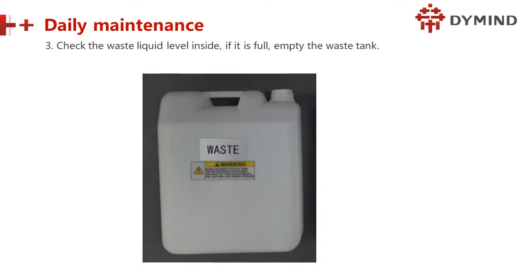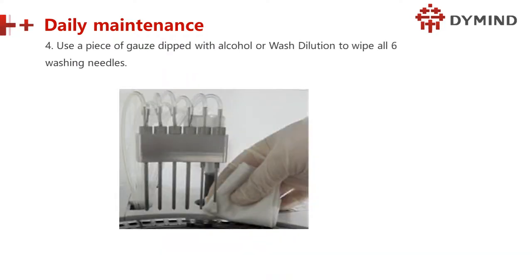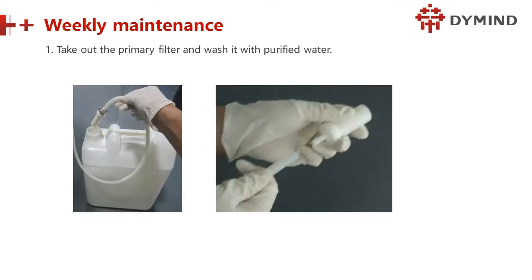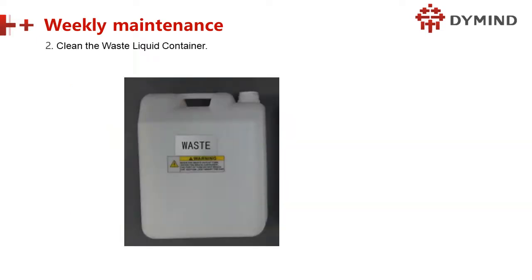Next, check the waste liquid level inside, check if it is full, and empty the waste tank. This is daily maintenance, remember. Use a piece of gauze to wipe all the 6 washing needles. Similar. And take out the filter. Clean the filter. Wash it with pure water.